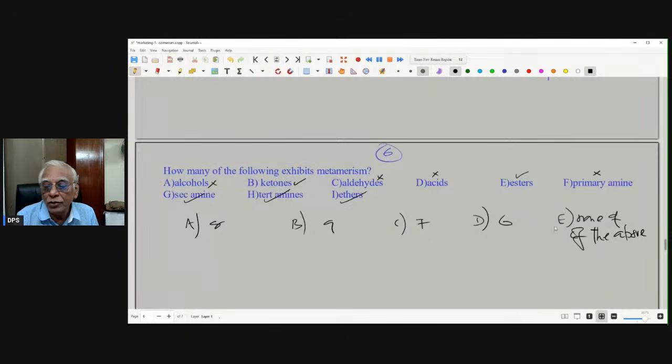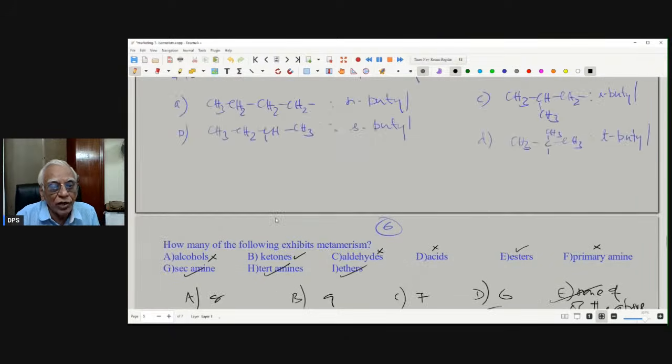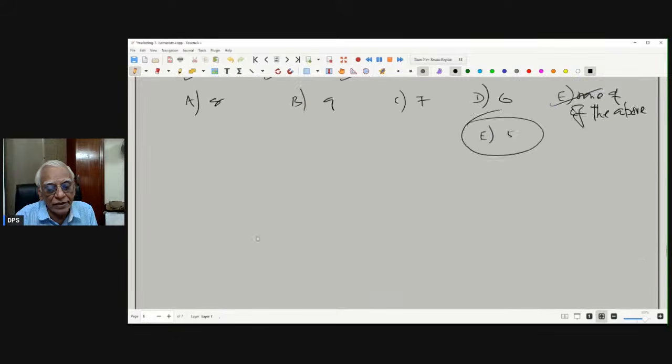None of the above. I told you, to be on the safer side, I gave you that. So the answer is that 5 of the compounds exhibit metamerism, or 4 of them do not exhibit metamerism. Did you understand? Based on the nature of the functional group, generally compounds with a monovalent functional group do not exhibit metamerism.